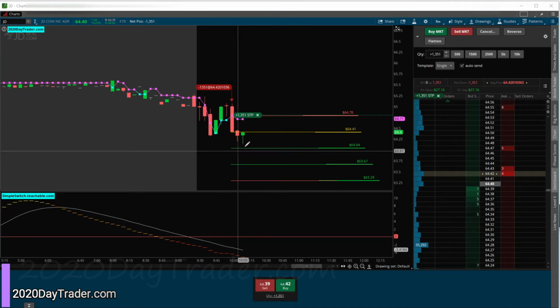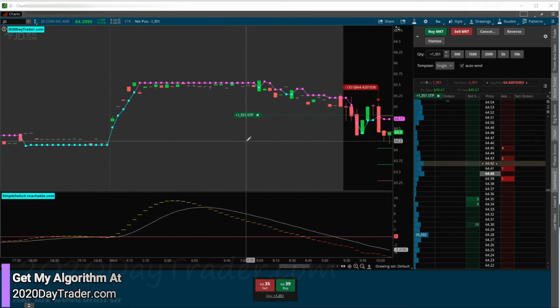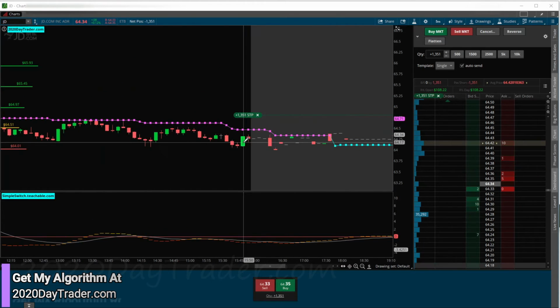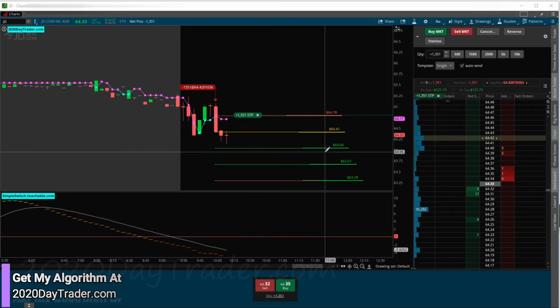So you can see we're getting into that support area that we talked about. See, it's an area. It's never just an exact number. It's an area, and it's definitely having an effect. Let's see if we can get down a little bit more before it goes back up. Get our money.